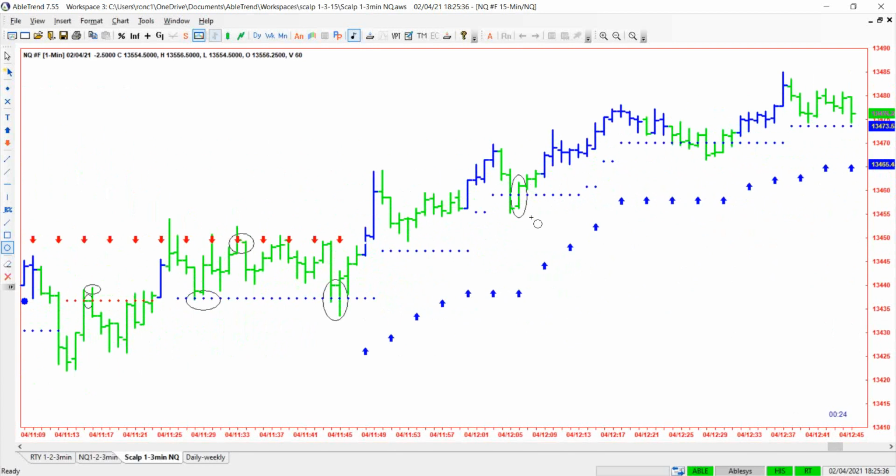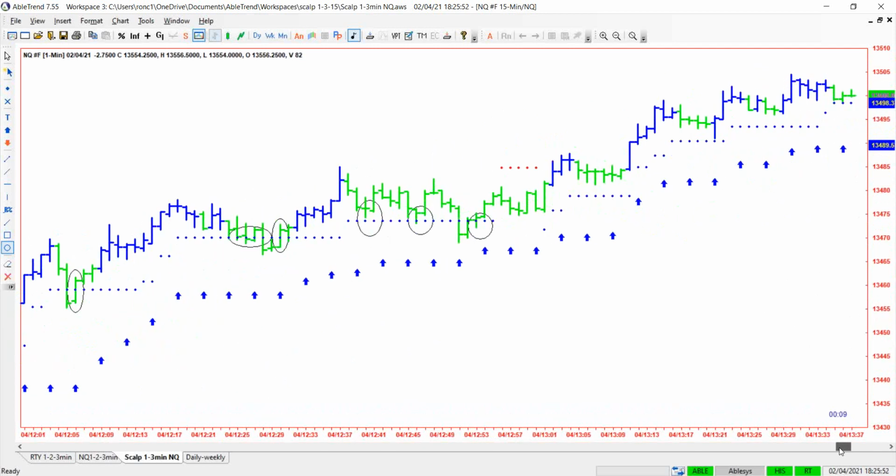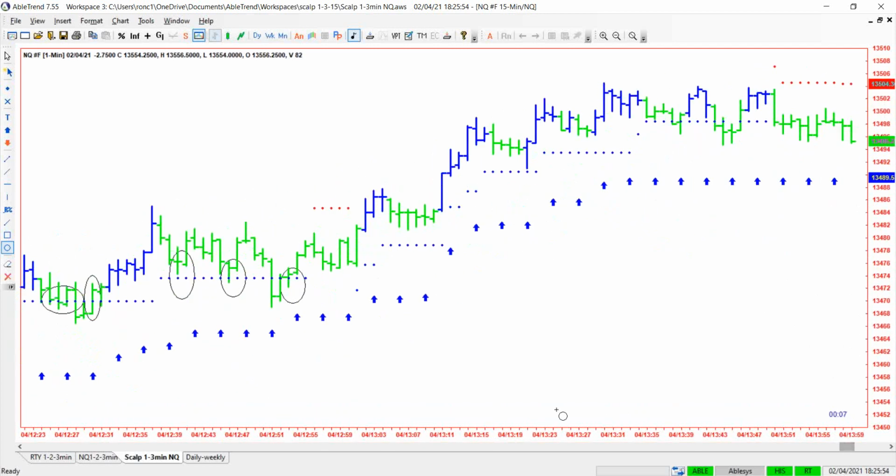Winner right there, hits the blue dot, close above it. Losing trade here because it does close under it. Then a winning trade right there. Another winner here, another winner here, another winner here. It was just a great day all around. The signals were just spot on.